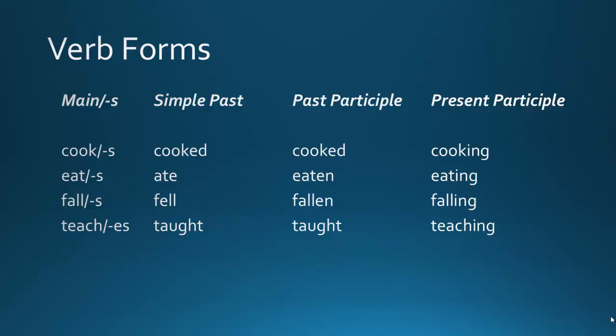So a simple past is used without any helping verb. I ate the whole pie. But the past participle is used with a helping verb. So I have eaten many pies in my life, which sadly is the case. So the helping verb there is have with the past participle eaten. And then we have present participles, which are the main verb plus ing again. Okay, fall works the same way. Fall, fell, fallen, falling. Teaches, taught, taught, teaching. Okay, so a few examples of the different verb forms.